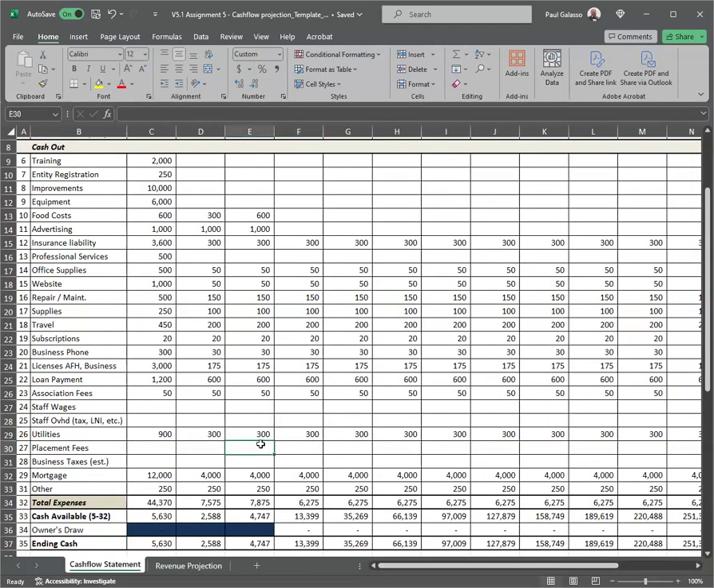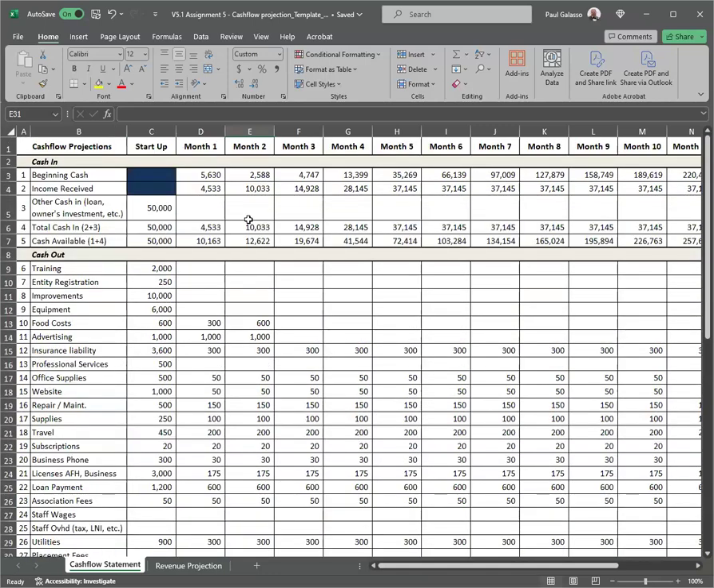So in month 2, we also are not going to do a placement fee. And again, we don't know if we're going to have any business taxes yet, so we're going to leave that blank. We already expanded the mortgage and the other all the way through the rest of the year.